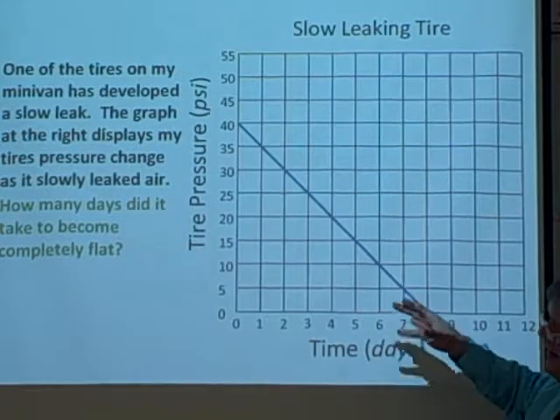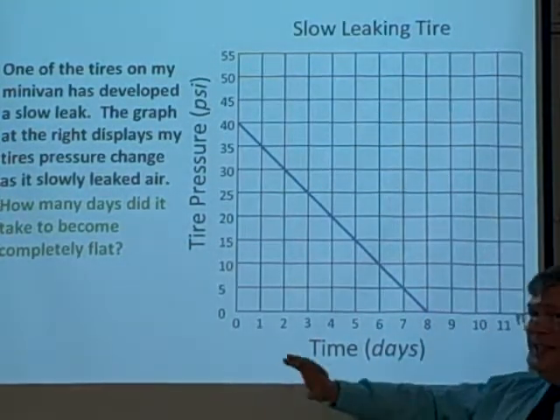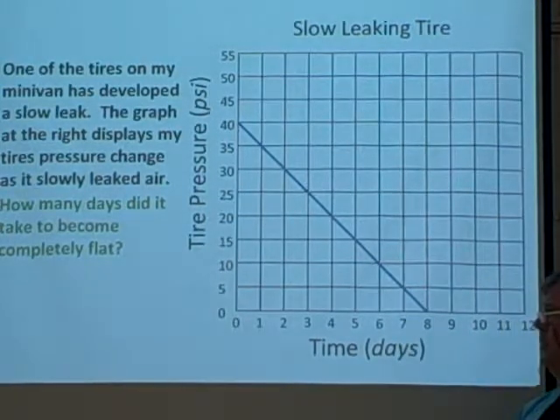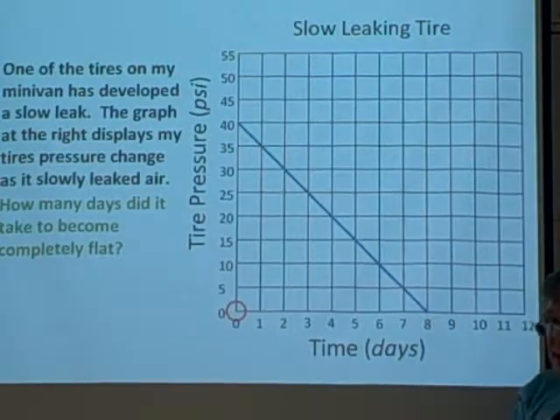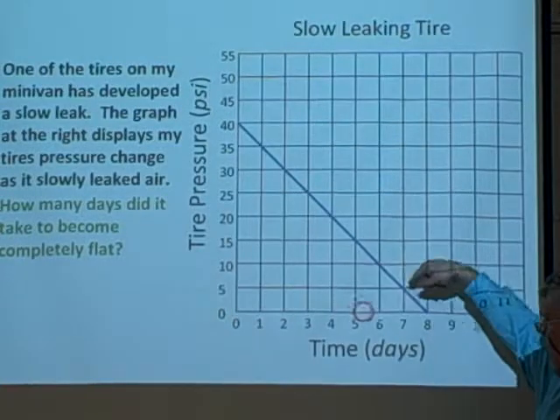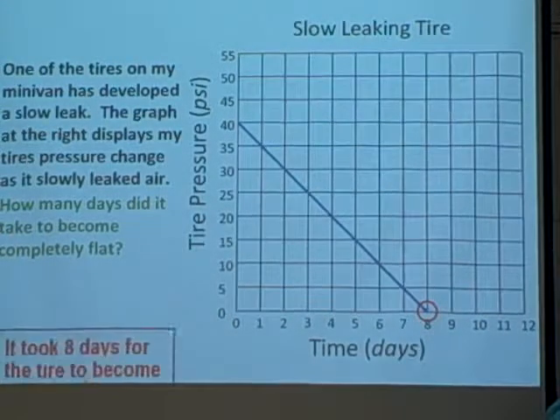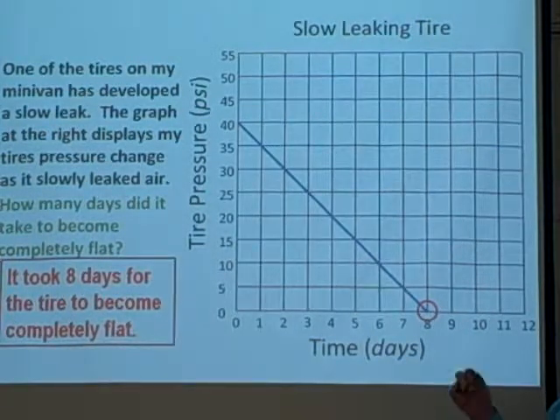Now, how many days did it take to become completely flat? In order for a tire to be entirely flat, it has to have a 0 pressure. Well, 0 pressure would be right there. What would the time be when it hit 0? Well, here's the line, and it hit it right here at 8 days. So it took 8 days for the tire to become completely flat.